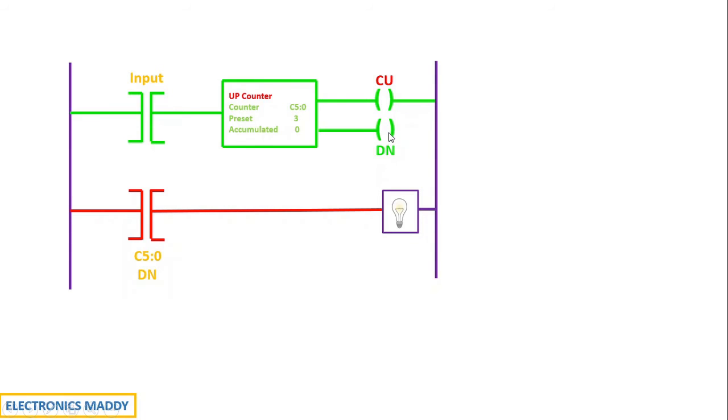Now since this goes high, this will also go high, isn't it? Because I'm using the same address. Consequently, the rung gets energized and the light starts glowing in this particular fashion. So basically what we were able to achieve in this case is that the light turns on after 3 counts.